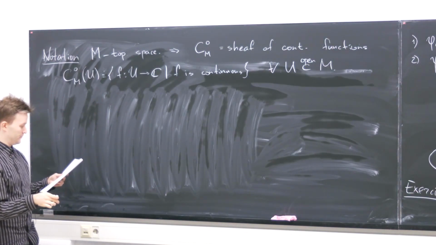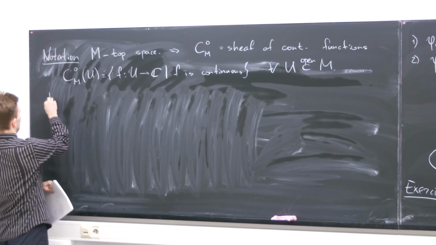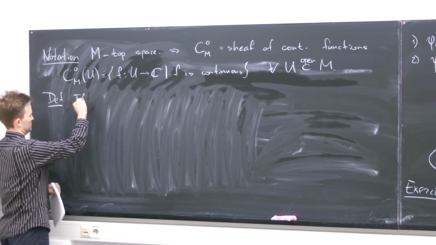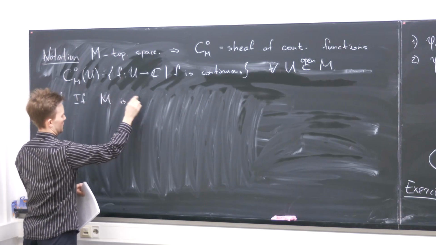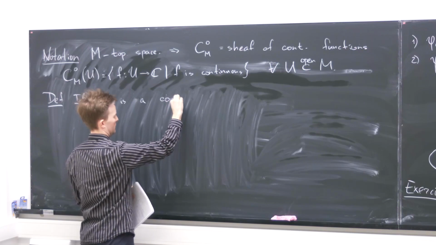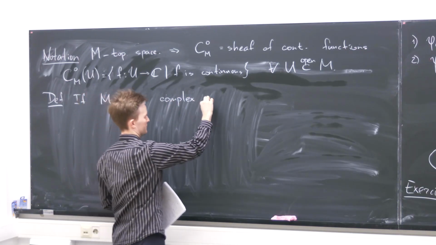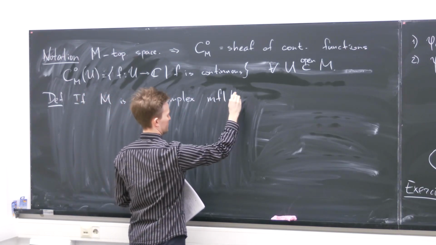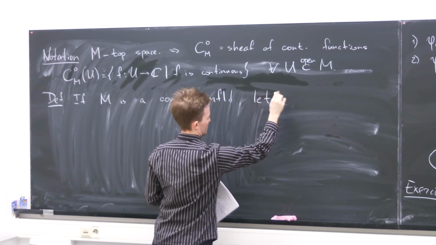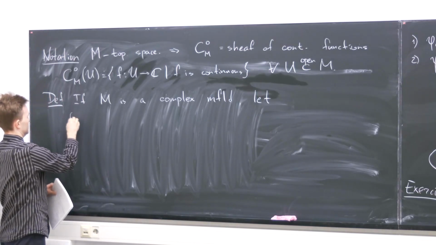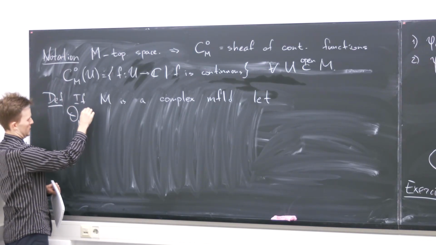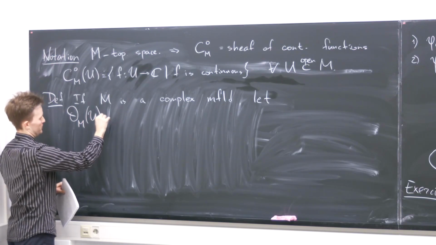So if M is now a complex manifold, let this structure sheaf OM be denoted like this, curly OM of U.